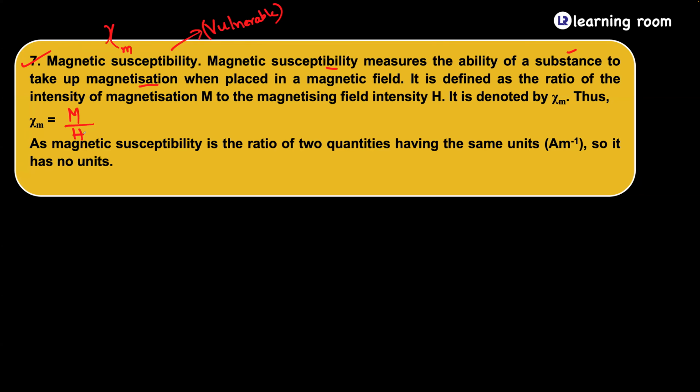Do you understand what I am saying? Right? So it is capital M divided by H. Since capital M and H have the same units, susceptibility is a dimensionless quantity. There are no dimensions or units. Make sense?